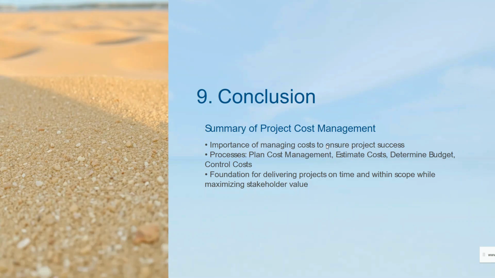Proper cost management provides the foundation for delivering a project on time and within scope while maximizing value for the stakeholders. Processes: plan cost management, estimate cost, determine budget, control cost. Foundation for delivering the projects on time and within scope while maximizing stakeholders' value. So this was the overview of project cost management in project management. Okay, so I hope everything is clear.